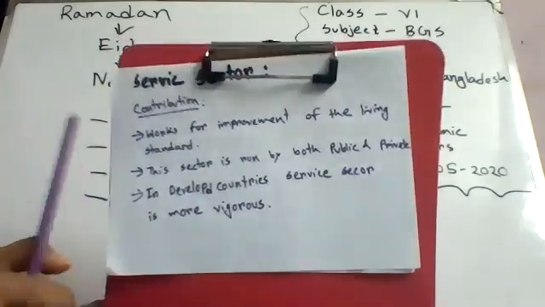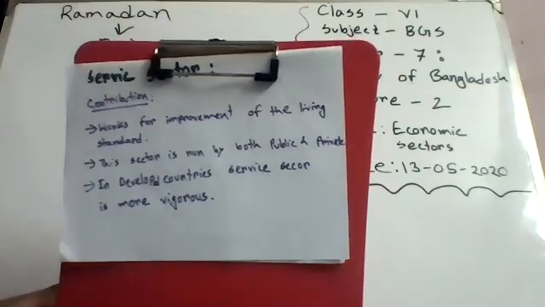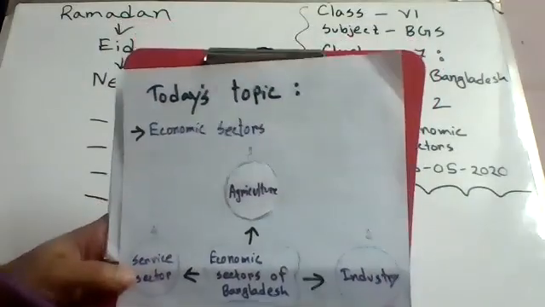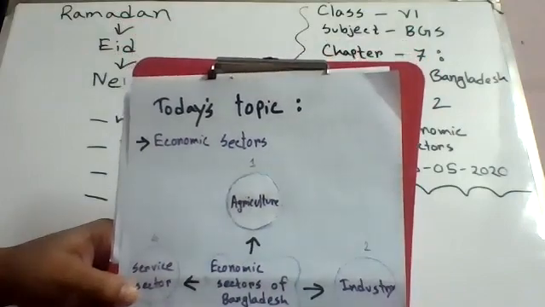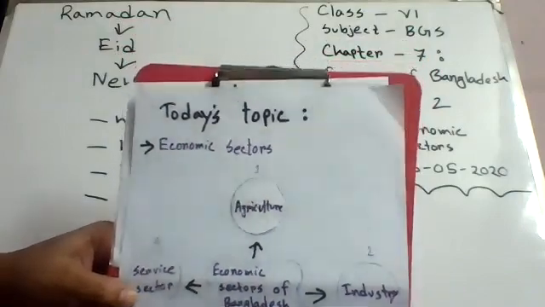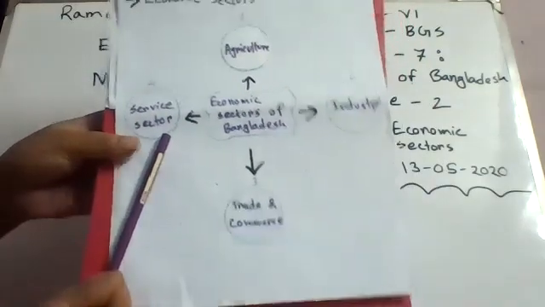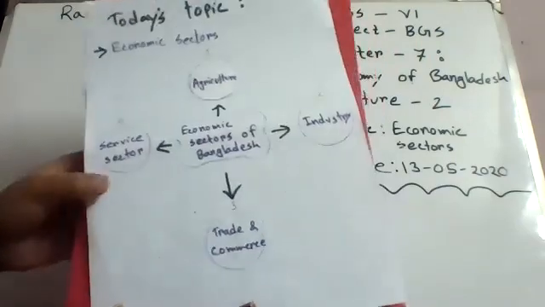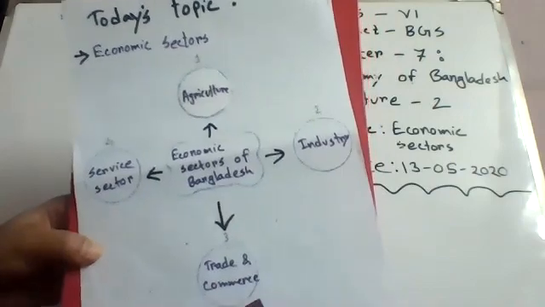That's all, students. Let's summarize our today's lecture. Today, we have learned our four sectors of economy: agricultural sector, industrial sector, trade and commerce sector, service sector, and their contribution. Hope you all understand this topic.